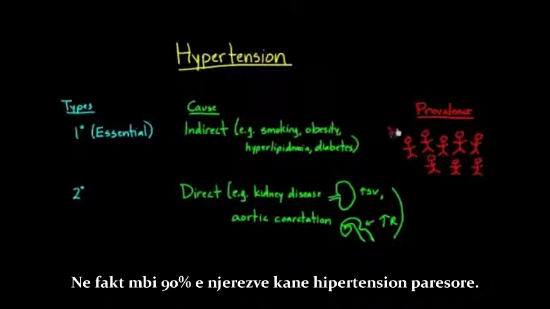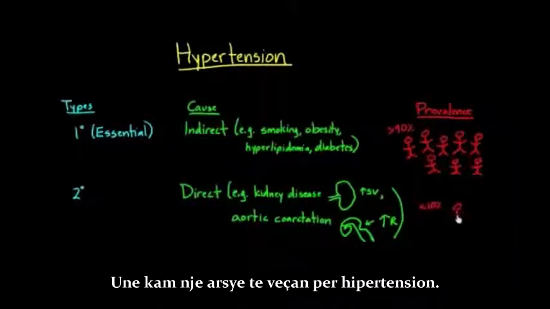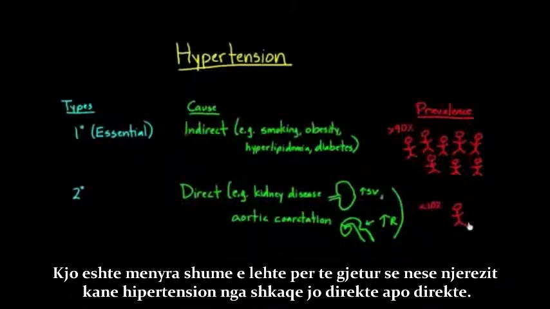In fact, over 90% of the people have primary hypertension. And only a few people, I would say less than 10%, are going to say, nope, I'm actually in the secondary group. I have a very specific reason for having hypertension. So this is actually a very easy way of figuring out if people are having hypertension from an indirect cause or a direct cause. All right.